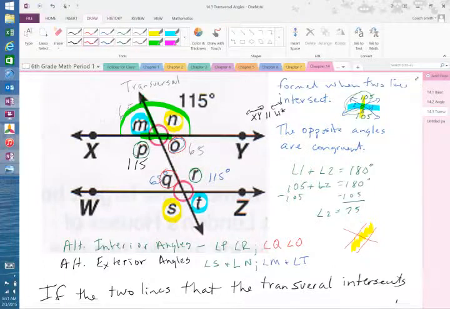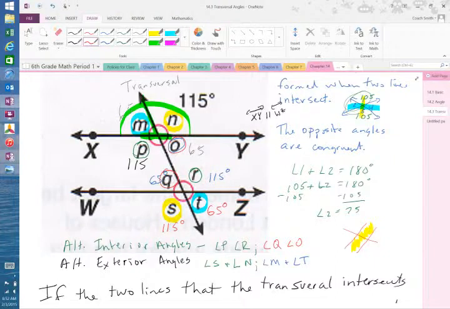Now, we can use our definition for alternate exterior angles and finish the other two angles, S and T. So, we said the blue, T and M, are the same. They're alternate exterior angles. Since those two lines are parallel, then this has to be 65 degrees. And that makes S 115 degrees.